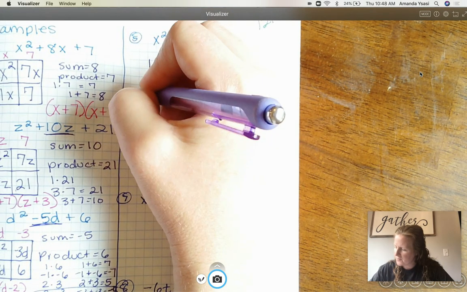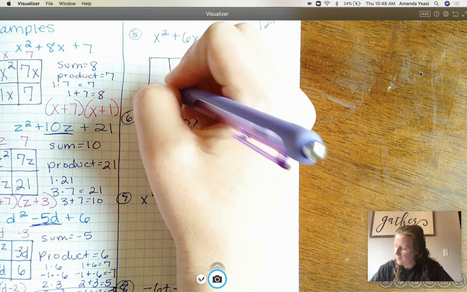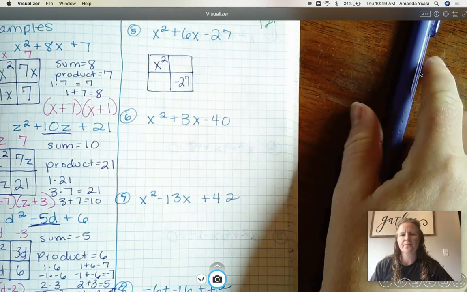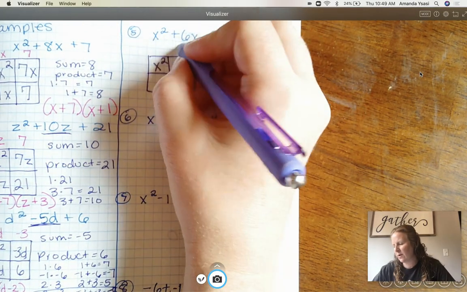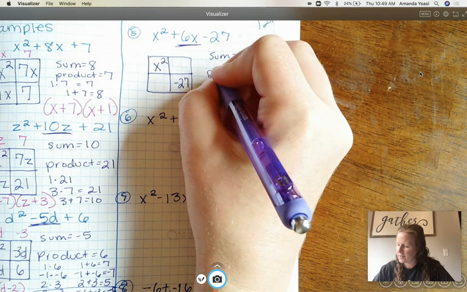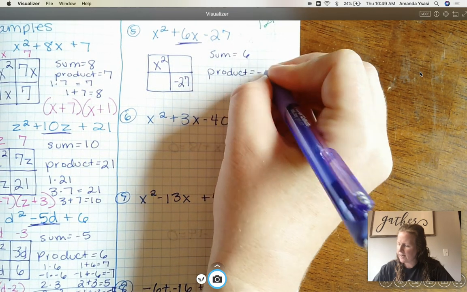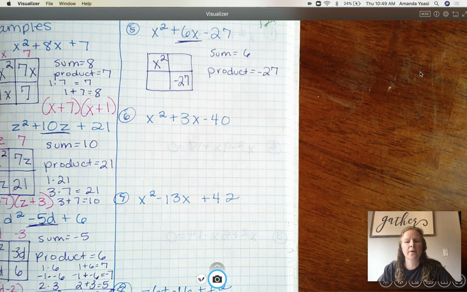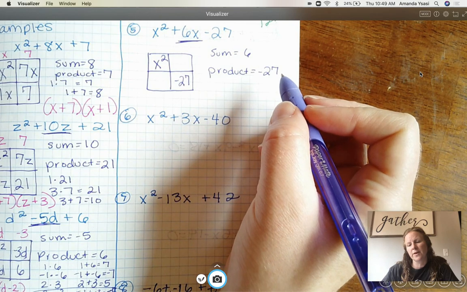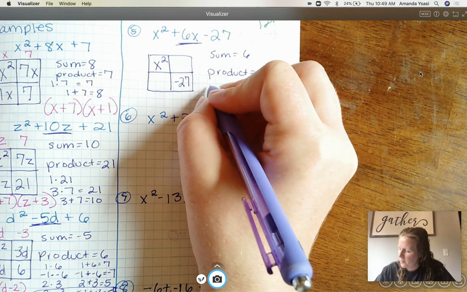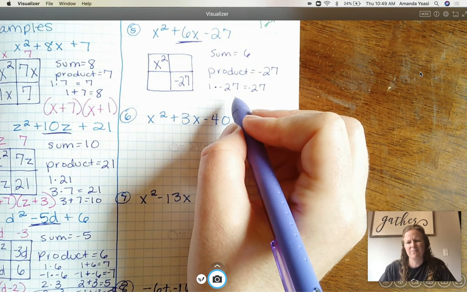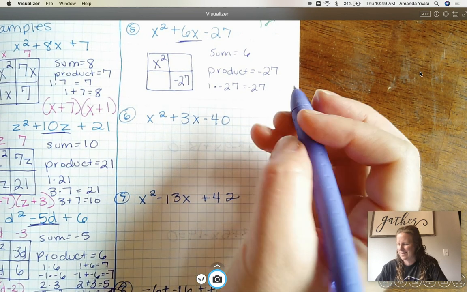Okay, so we have x squared, and we have a negative 27. So that means we want a sum of 6 and a product of negative 27. So let's think about the factors of negative 27. So since this is negative, that means just one of them will be negative. So 1 times negative 27 gets negative 27. But if we add those together, that's negative 26, so that's not it.